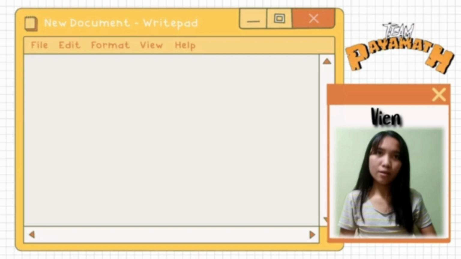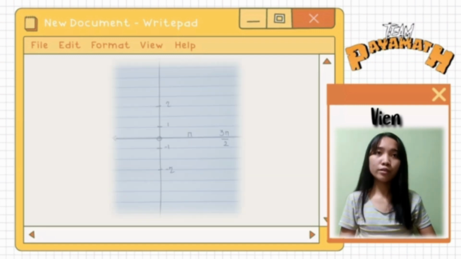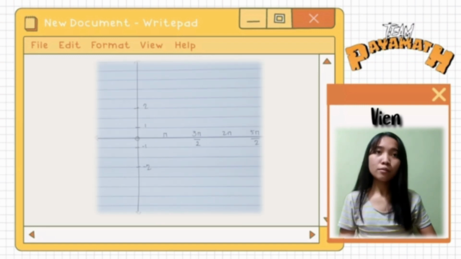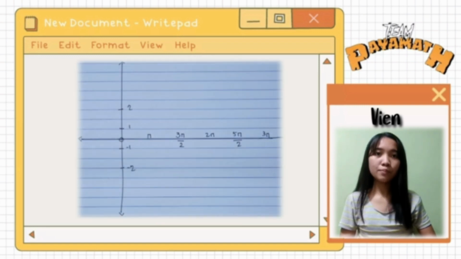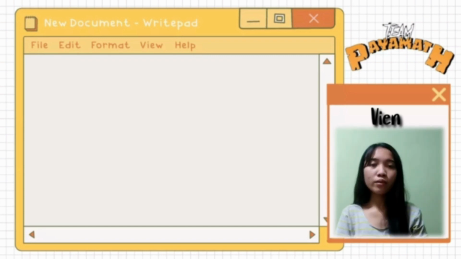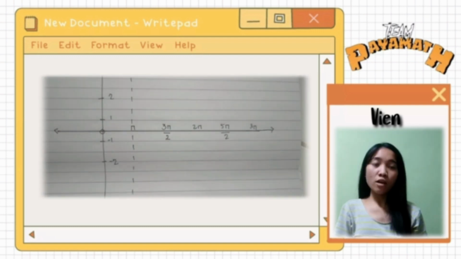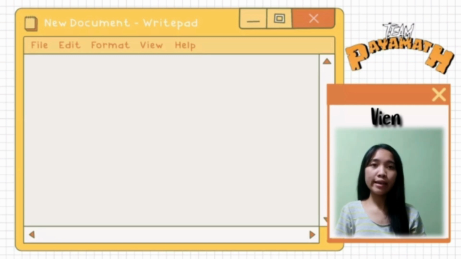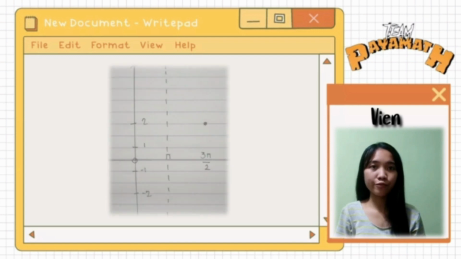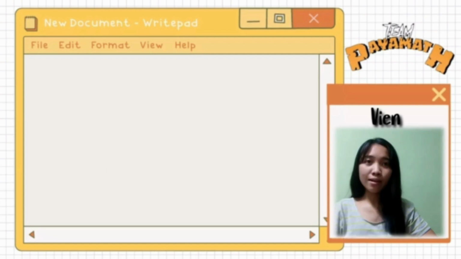So let's proceed to the graph for our cosecant. So let's put the pi, 3 pi over 2, 2 pi, 5 pi over 2, and 3 pi. So for our first column, our pi is undefined. So let's draw the asymptote. So next, proceed to the second column. So let's point the 3 pi over 2 in positive 2. So here our third column is 2 pi is also undefined. So let's draw again the asymptote.